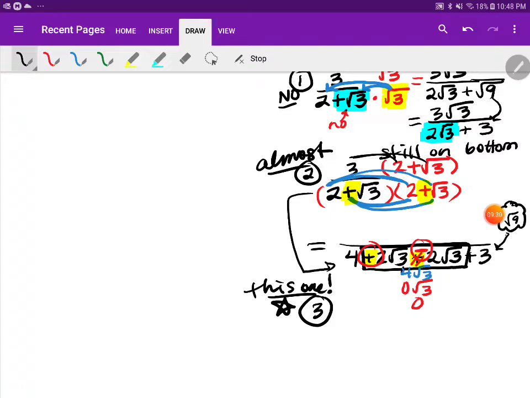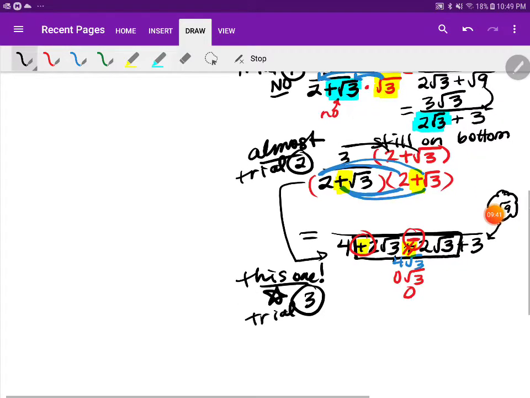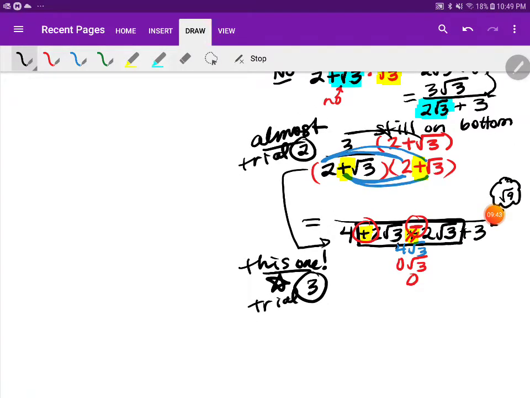So this is trial number 1. Trial number 1, it did not work. Trial number 2, almost worked. Trial number 3, let's get this one to work. So let's see. So we have 3 over 2 plus radical 3. So that's the beginning again. And when I multiply, what if I change the sign in the middle? Let's see.